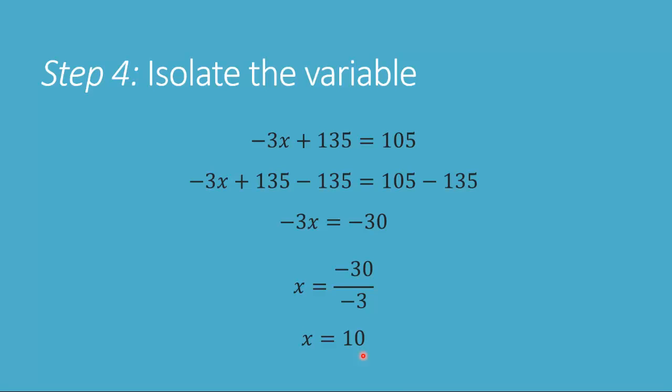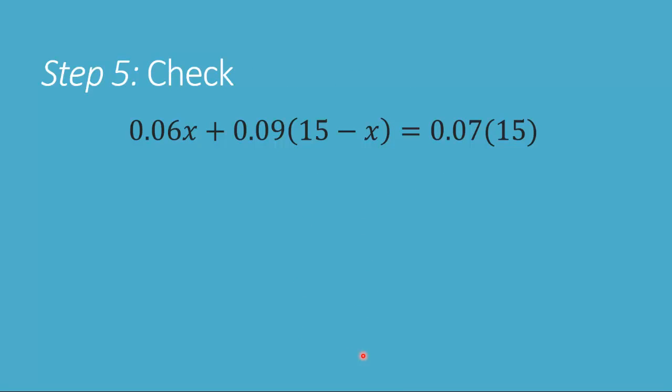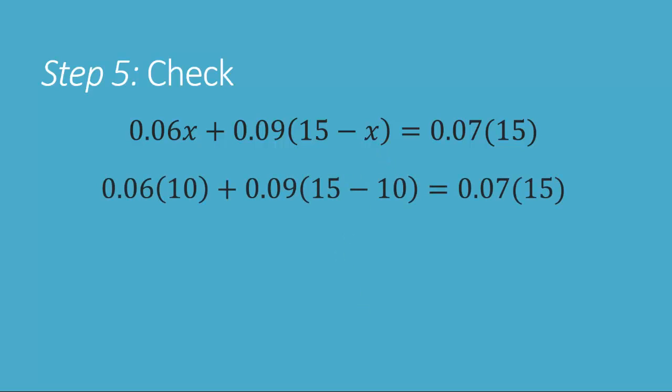So now we just need to do our final step. We need to check it. We go back to our original equation, and we're going to plug in 10 here and here. So we have 6/10 times 10 plus 9/100 times 15 minus 10. We're going to simplify everything. From here, you get 0.6 or 6/10. Here you get 15 minus 10, which of course simplifies to 5.